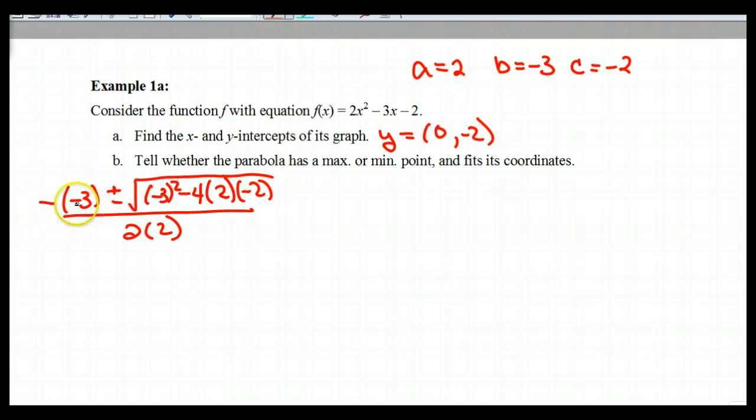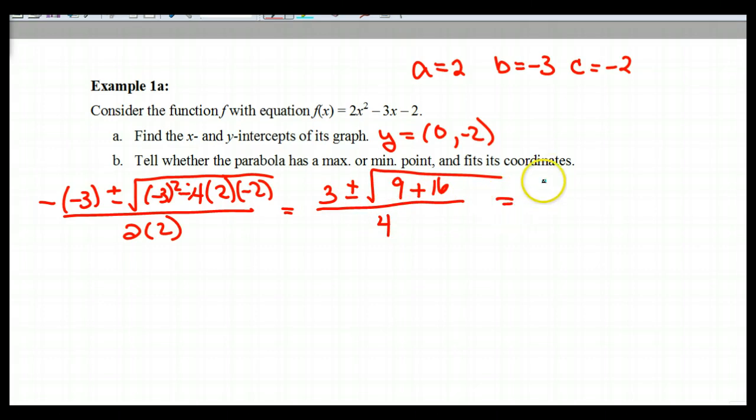Okay, so we know that a negative of a negative is a what? Positive. So that's going to be a positive 3. And what is negative 3 times negative 3? 9. 4 times 2 is 8, times negative 2 is 16. Being that we have two negatives here, notice that we have this negative here and another negative here. It's going to be a plus. So plus 16 over 4. Okay, what's 9 plus 16? Yep, 25. So this is going to be 3 plus or minus 5 over 4.